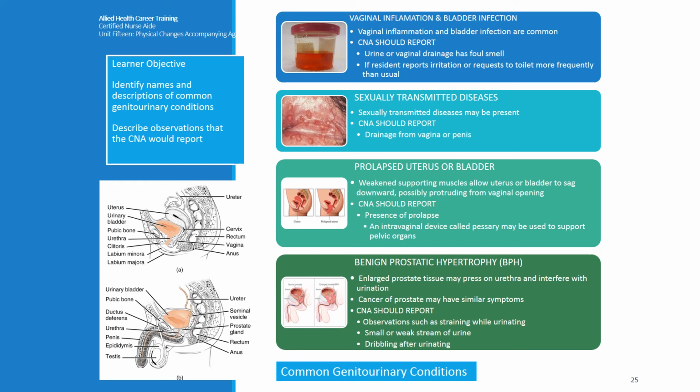Any observations you need to report: any straining while urinating, dribbling, or a small or weak stream. If people complain of needing to go a whole lot and they don't go much, and they say, well, I've gone to the bathroom and I still feel full, I still feel like I need to go but I can't go, those are all signs of BPH or prostate cancer that need to be taken care of right away.